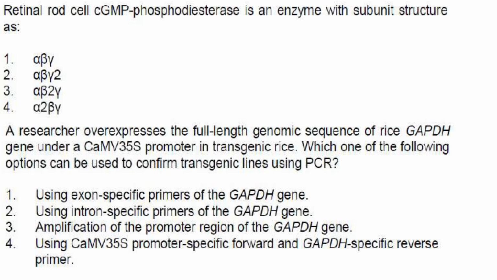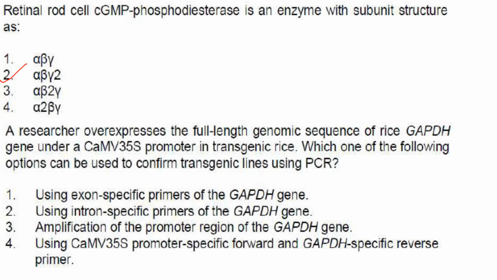Then next one. Retinal rod cell cGMP phosphodiesterase is an enzyme with subunit structure as. So this one has a subunit structure which is alpha, beta, gamma 2. Where alpha and beta are the catalytic subunits and the 2 gammas are the regulatory subunits. The catalytic subunits are responsible for cGMP hydrolysis activity and the gamma subunit acts as an inhibitor of the enzyme activity.